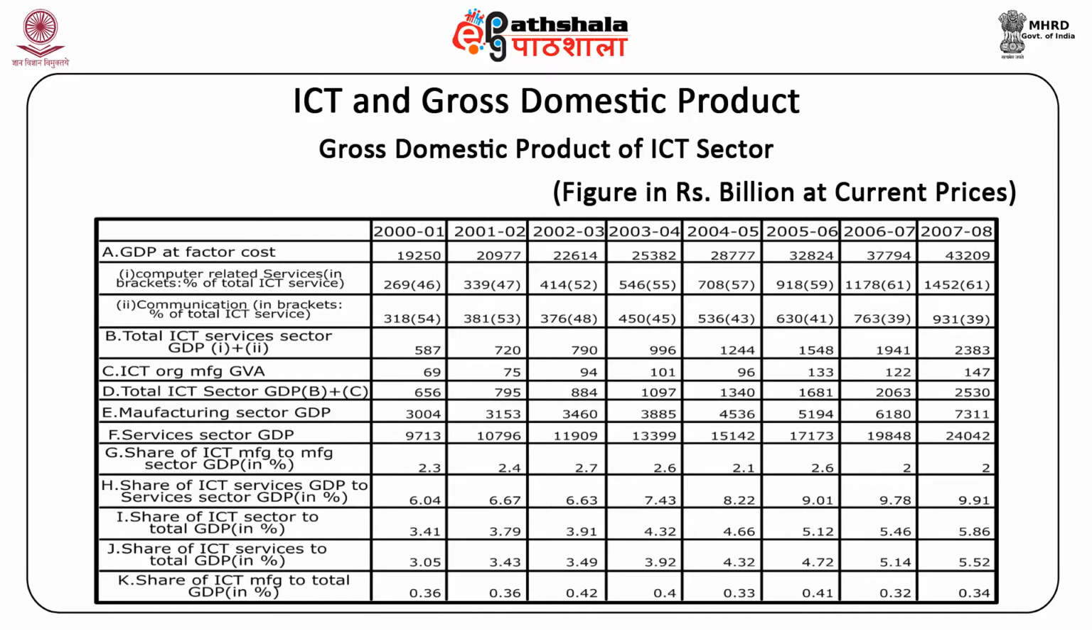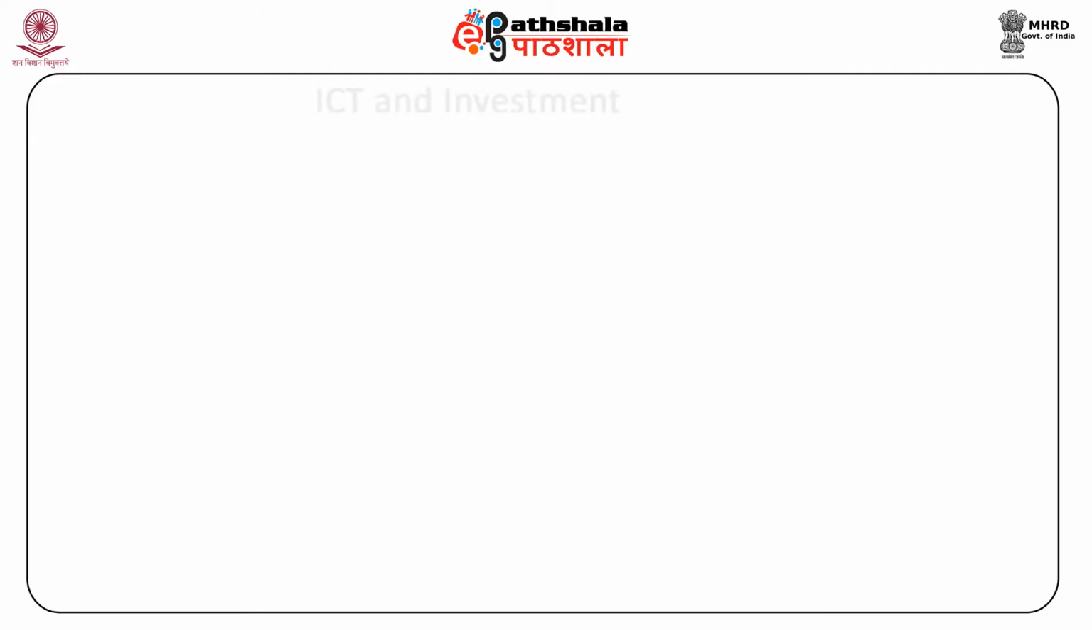The share of ICT sector to total GDP was 5.86% during 2007-2008, while it was only 3.41% for the year 2000-2001. If we look at the table, we will observe that the share of ICT services to GDP is also increasing over the years. The following table gives an account of GDP contribution within ICT sector. ICT and investment.